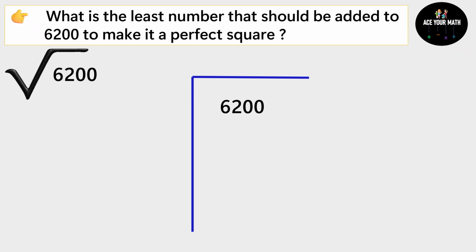We always start grouping from the right hand side. So this will form two groups: 00 forms one group and 62 forms another group. First of all, we will consider 62. Now you need to find squares of numbers such that the value is 62 or less than 62. So we will write a few squares here.